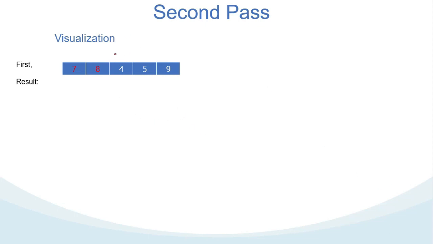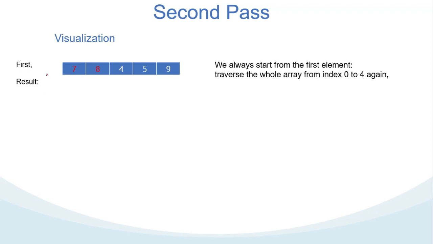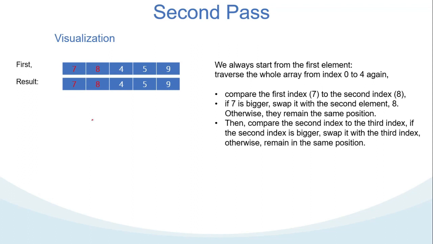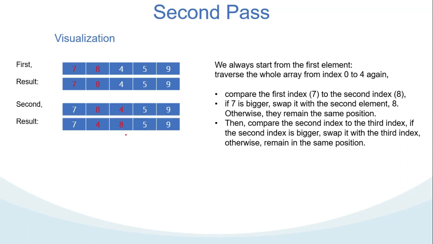In the second pass, we also start reading from the first element or the first index, and then we compare it to the second index. If it's bigger than the second index, we swap the position, otherwise they remain in the same position. So here is the result. And then again, now we compare the second index to the third index. The same concept applies, and here is the result.